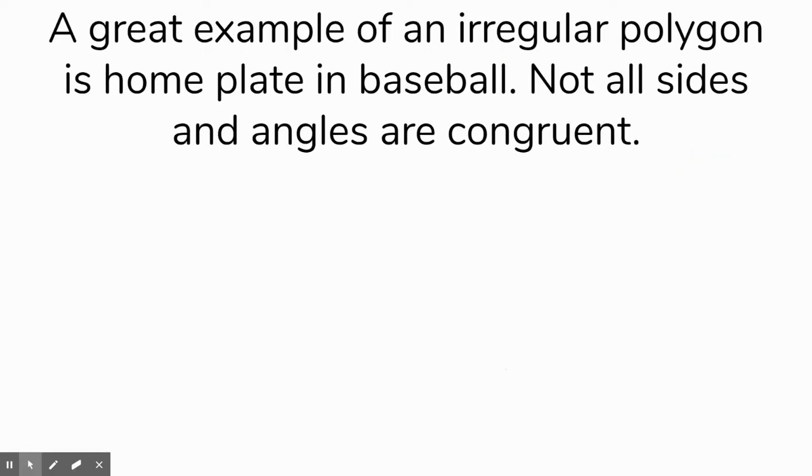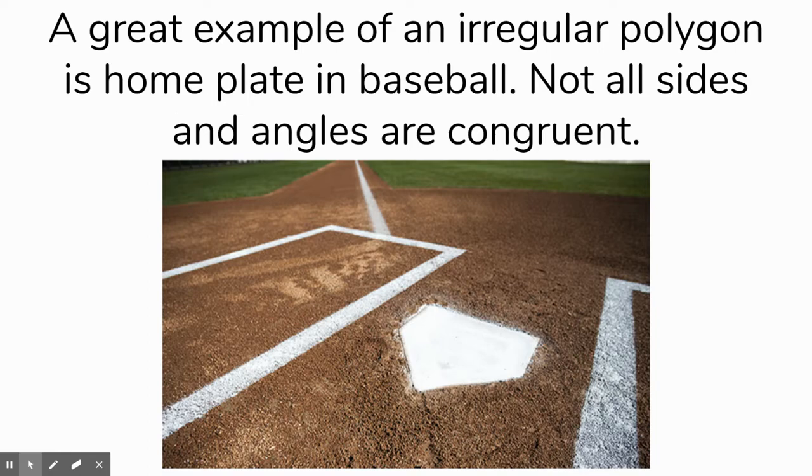A great example of an irregular polygon that you might see in the real world, if you're a baseball fan, is to take a look at the home plate in baseball. Not all sides and angles on the home plate are congruent. What polygon is a home plate? What polygon is that? Yep, it is a pentagon. It has 5 sides, but it is not a regular pentagon. It is an irregular pentagon.